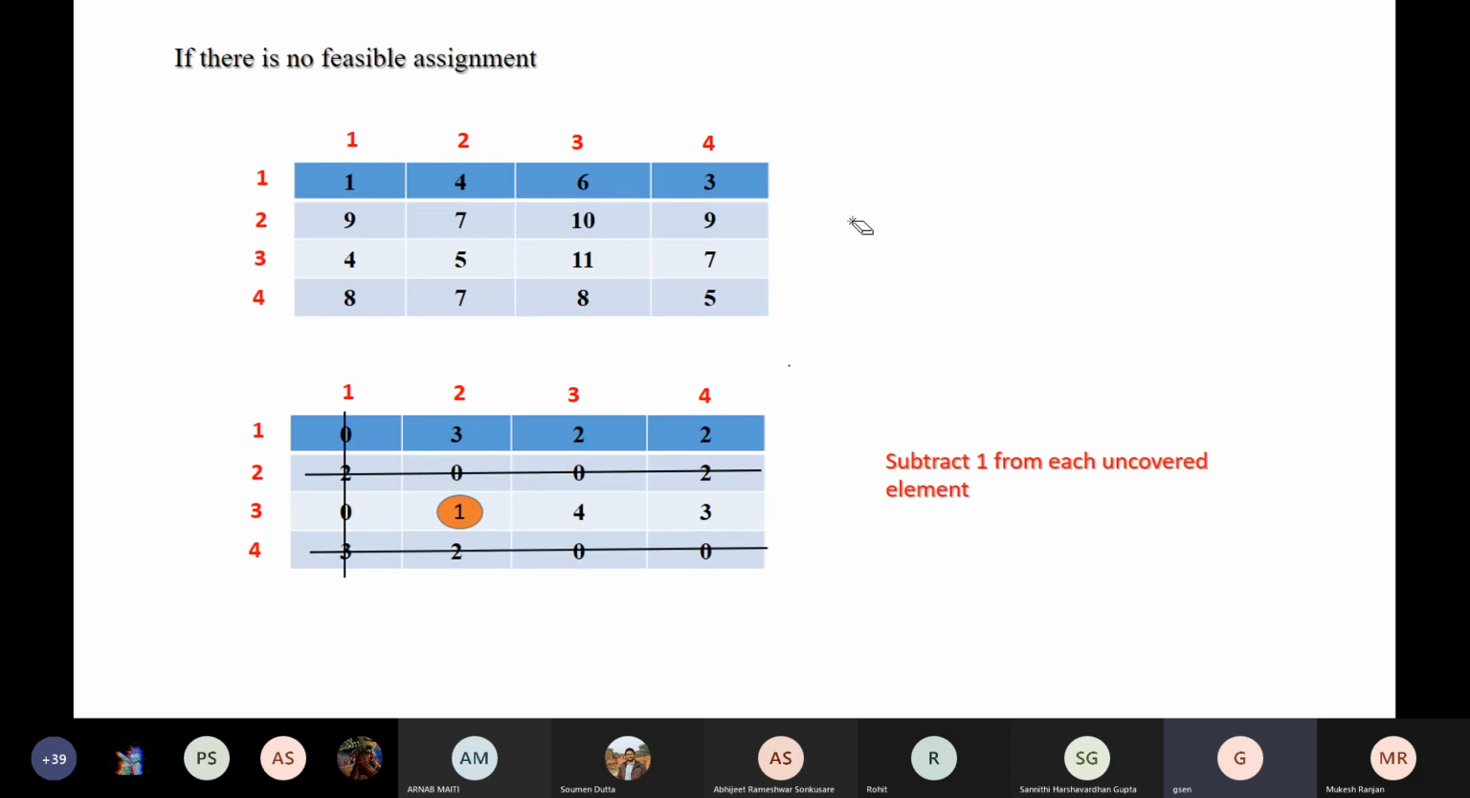Now in some cases, we are considering another case of the assignment problem, where we'll see that we have to do some additional steps in order to find the optimal solution. Suppose this data is given to you, this first table, and you have to find the optimal solution. So please apply the steps of the Hungarian algorithm and see if you are getting a feasible assignment of zeros or not.